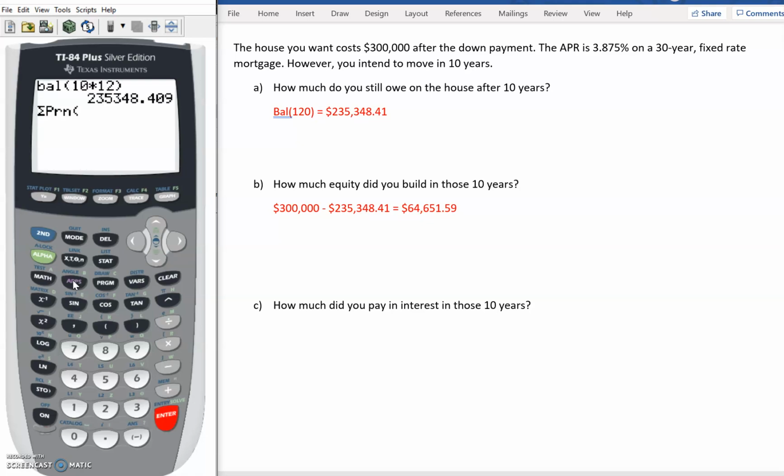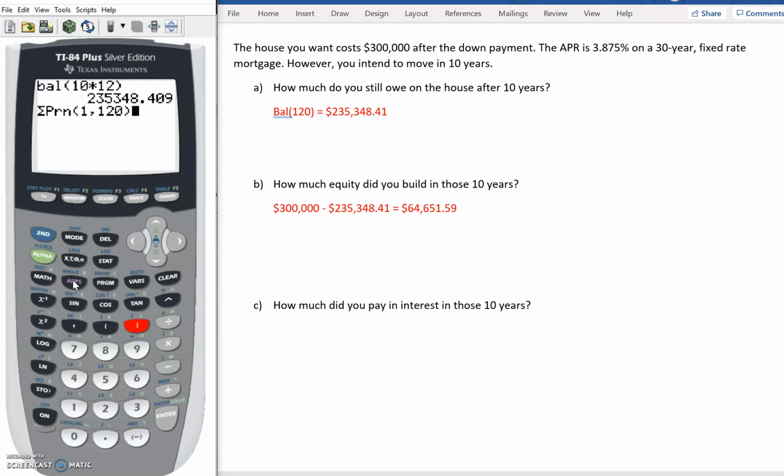So this one's going to ask you for an entry. Now it's going to want a starting payment and an ending payment. So we start from payment 1, and then we just say, comma, what's my last payment? We could do the same thing we just did, 10 times 12, because we're going to be there for 10 years making monthly payments, or we know that that's 120.